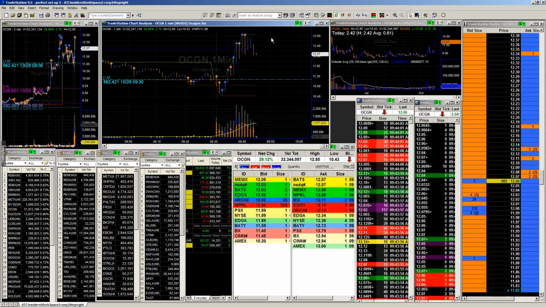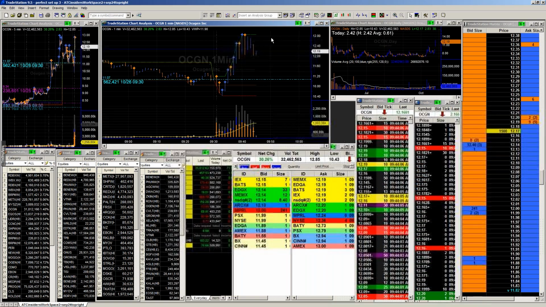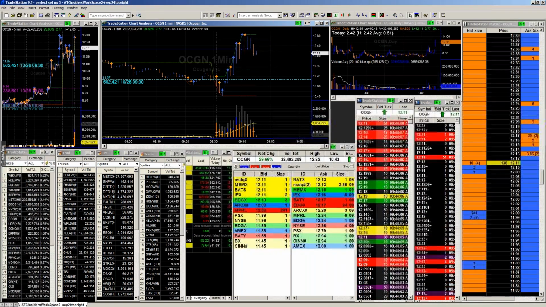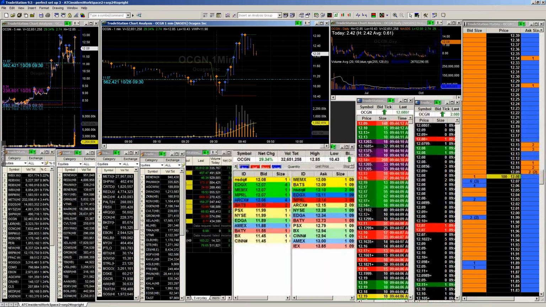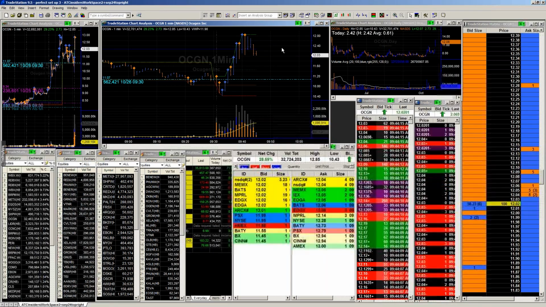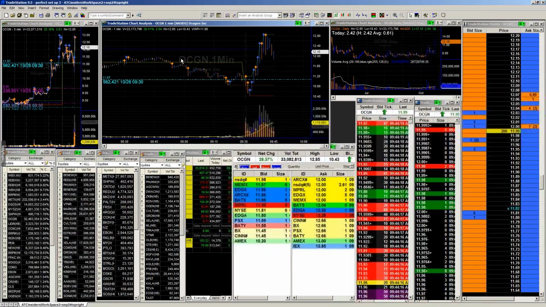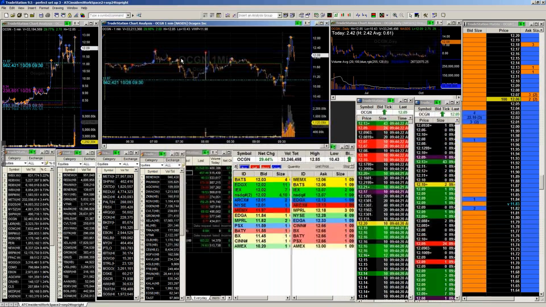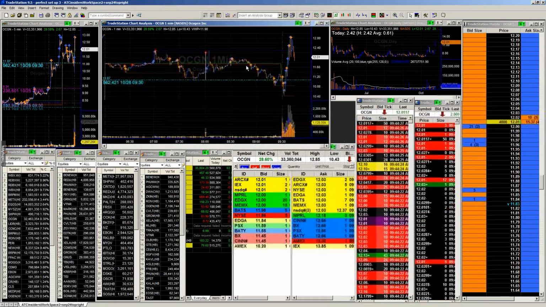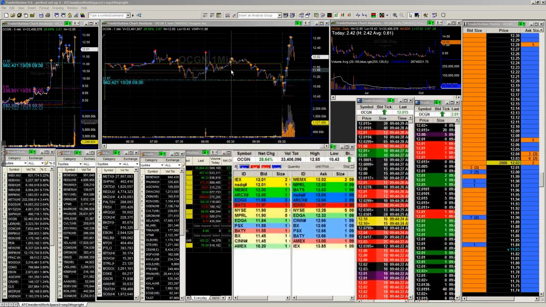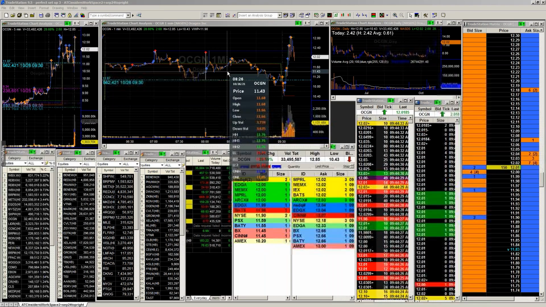That would be gigantic. Someone's bailing on it. But overall, when we look for our controlling prints, remember, controlling prints are the number one thing we need on any stock in order to set a game plan. Especially like this morning in OCGN, when it came up and pulled back down a little bit, I saw someone call out like 11.50 bid prints. Those are bid prints, but it's not really telling you anything.